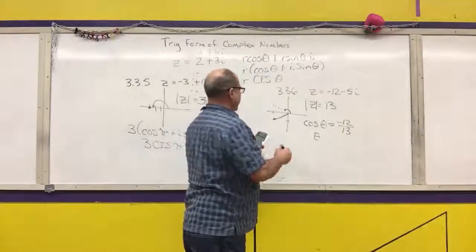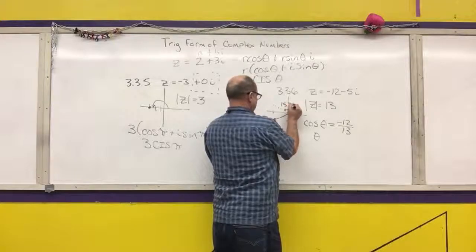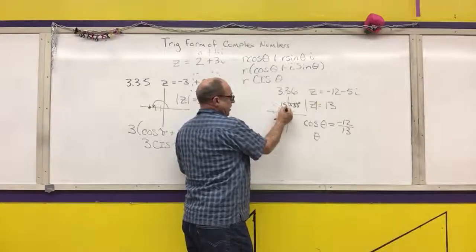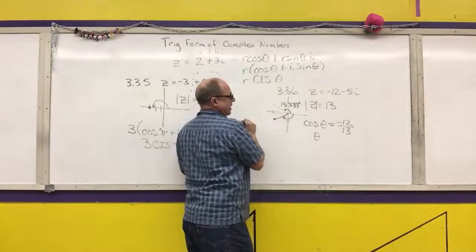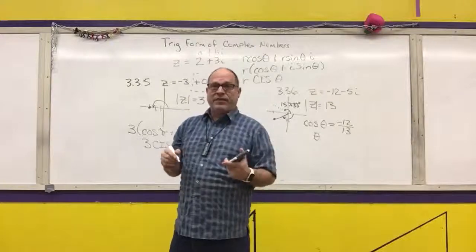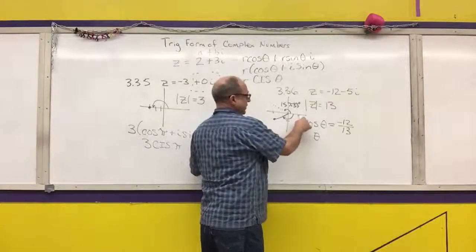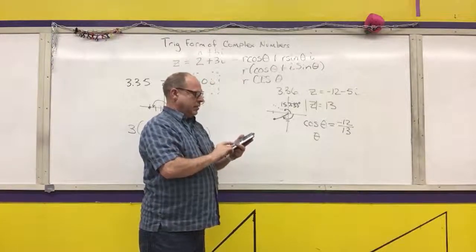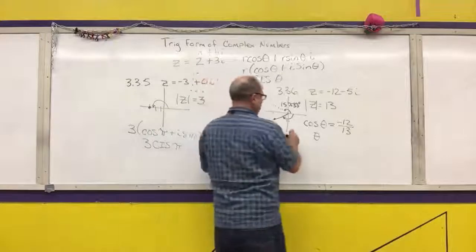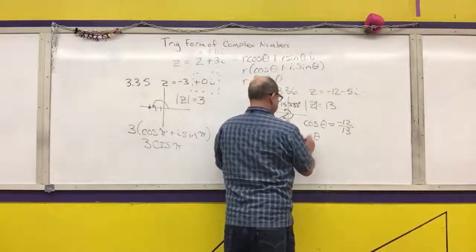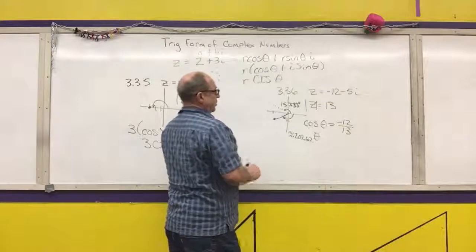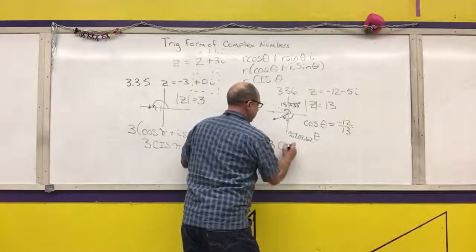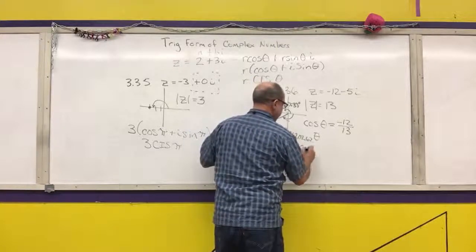And it tells me it's 157.38 degrees. So that's going 157.38 this way. Well, this is 157.38 that way. And I told you I always want to use a positive angle. So what I'm going to do is I'm going to take 360 minus the 157.38. And I get approximately 202.62. So my answer is going to be r cis 202.62 degrees.